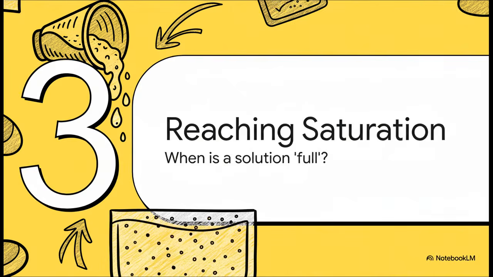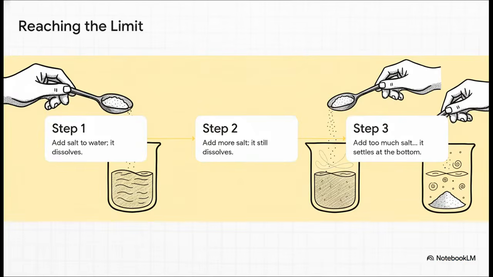But, as we know from that sad pile of sugar at the bottom of our glass, there's a limit, right? A solvent can't just keep dissolving stuff forever. So let's talk about that limit. Scientists call it the saturation point. Just picture this in your head.